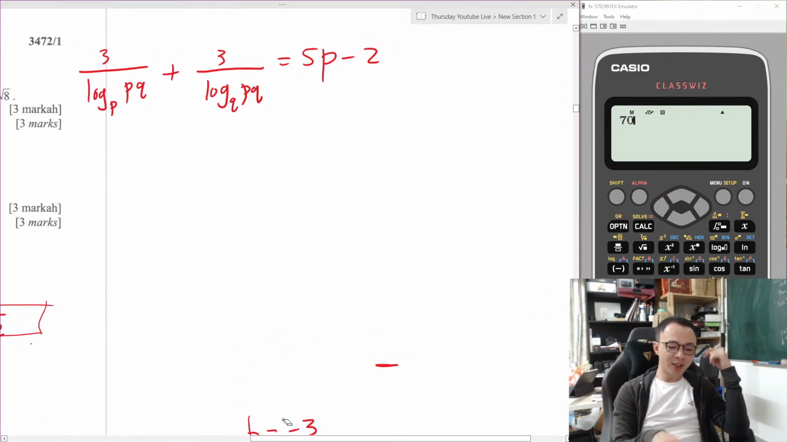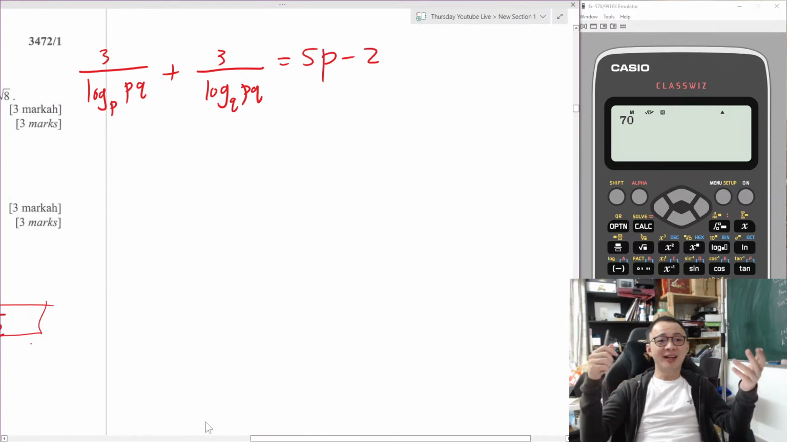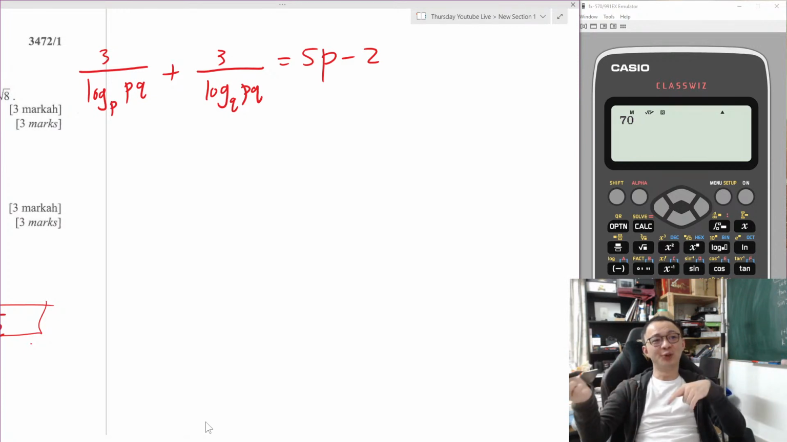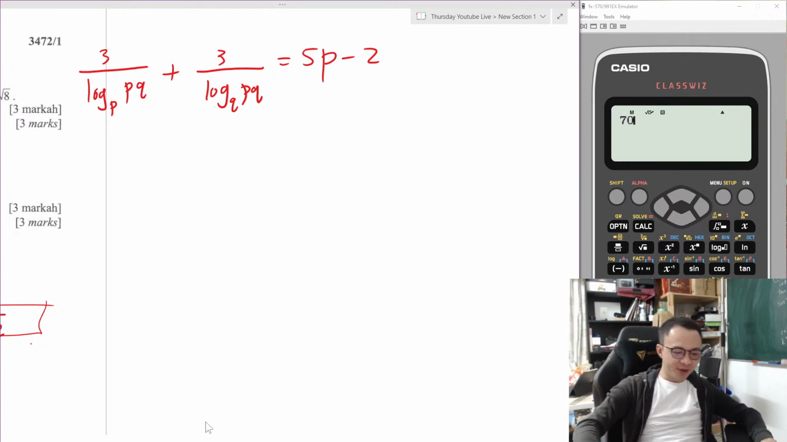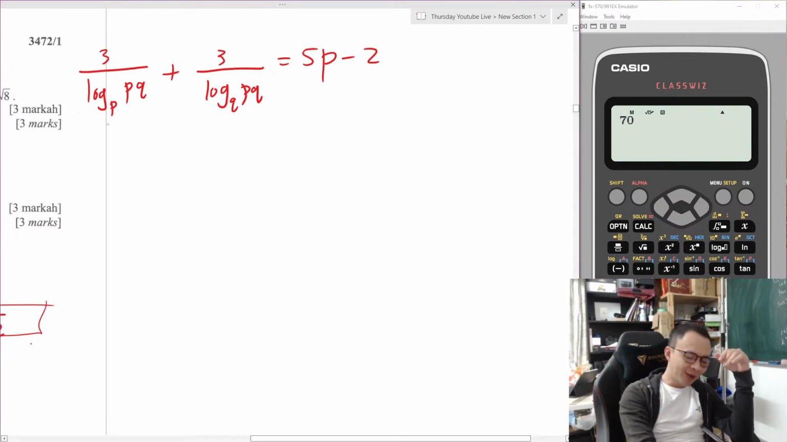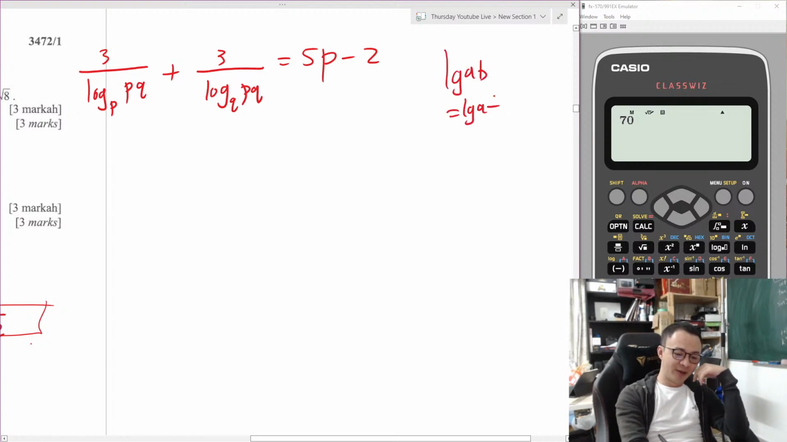So what I want to do right now is solve it, because same thing, I only have one equation and two unknowns p, q. Maybe eventually I can eliminate something. I don't know, let's begin here. This is base p, this is base q. My idea is I expand them first. I'm going to use this rule: log AB equals to log A plus log B. First rule I will use in this case.